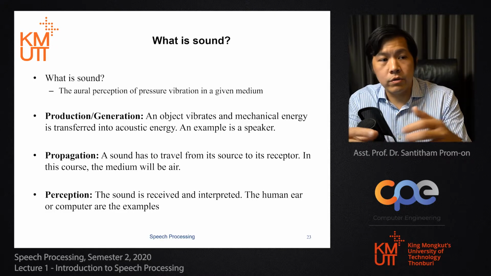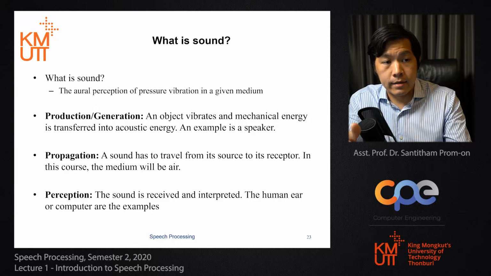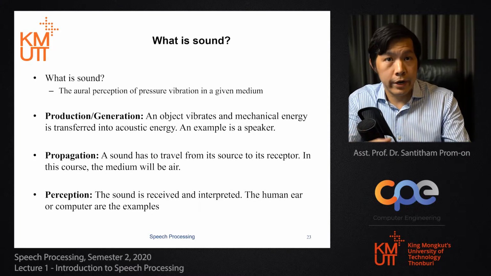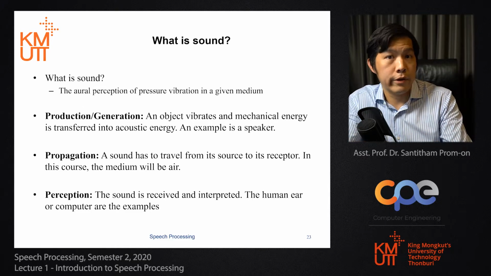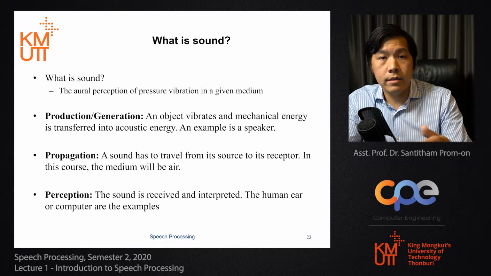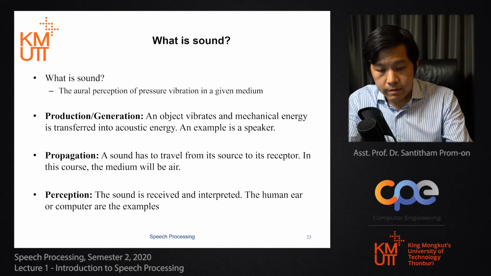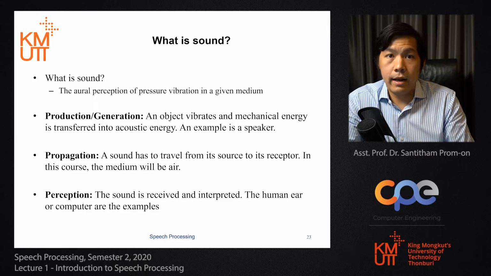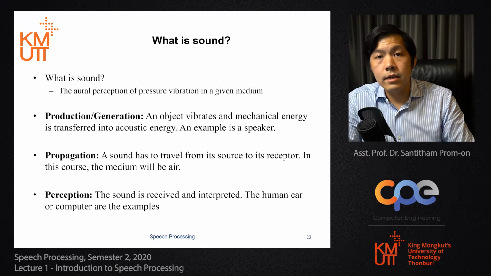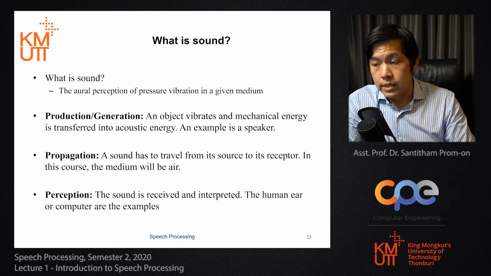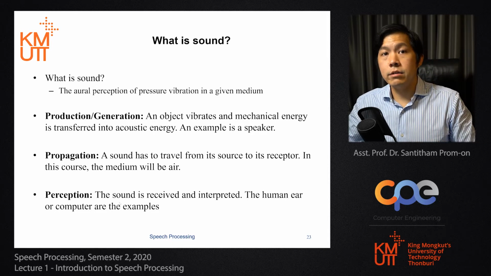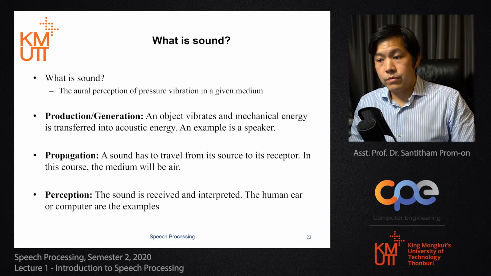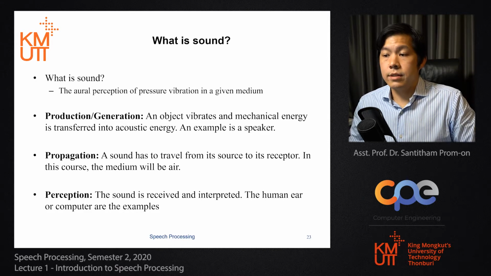For example, when you take a look at a snake, a snake can perceive vibration through the skin, but it cannot produce sounds for communication. But other organisms like elephants and monkeys can communicate with one another through sounds, just like humans actually. So the sound has to be perceived and interpreted. Both human ears and computers are examples.